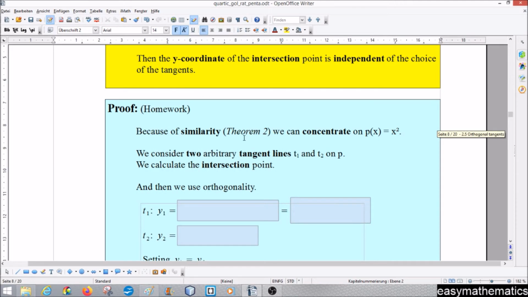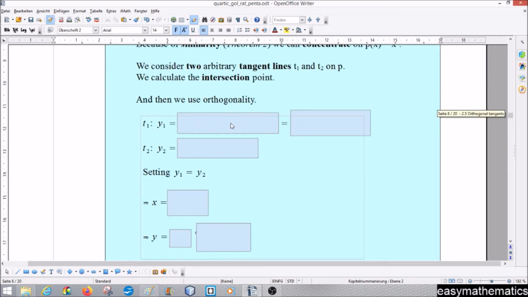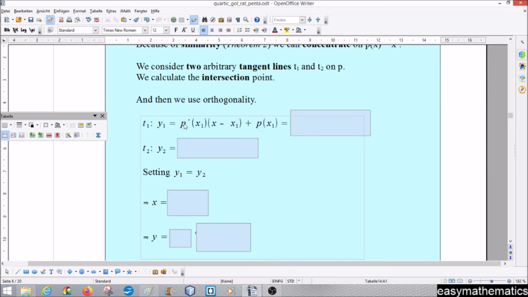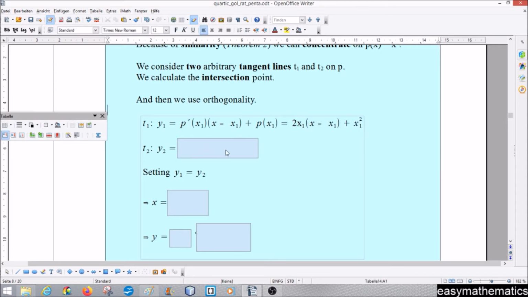The details are homework. Because of the similarity of Theorem 2, we can concentrate on p of x is x squared. We consider two arbitrary tangent lines t1 and t2 on p, and we calculate the intersection point. And then we use the orthogonality. The first tangent line is y1 is p prime of x1 times x minus x1 plus p of x1, and of course p prime of x1 is 2 times x1, and the same we do for y2 with x2.